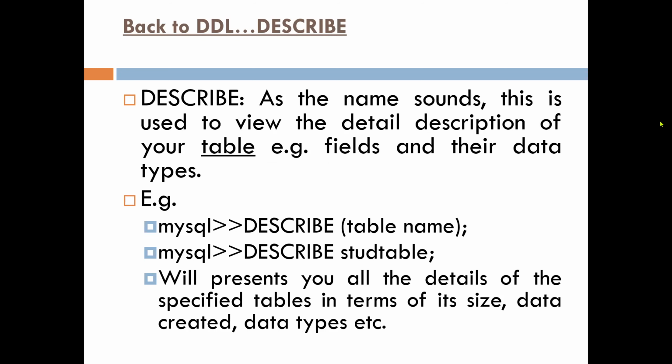Okay, so describe is basically like the name says. It's used to view the detailed description of your table or the fields and their data types. So you have describe, parentheses, table name, or describe stud table. Then it presents you all the details of the specified table in terms of size, data created, data types. It gives you a nice little row of everything there.